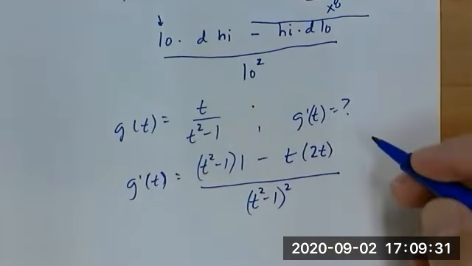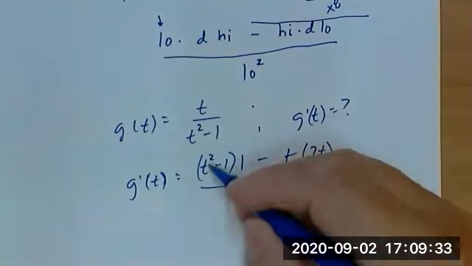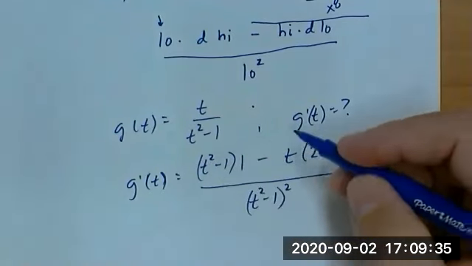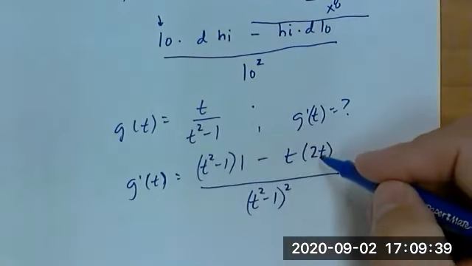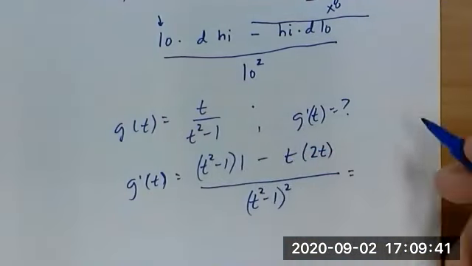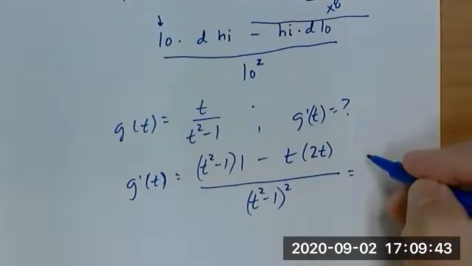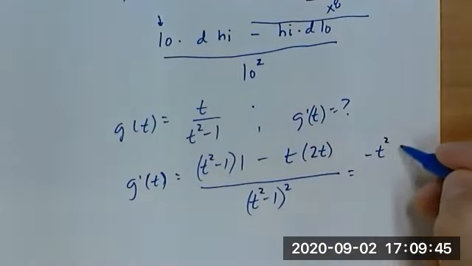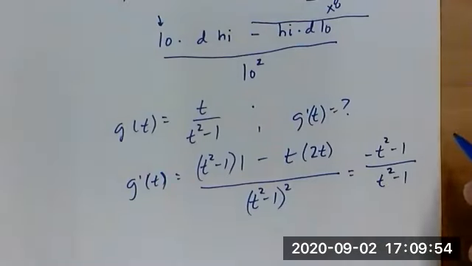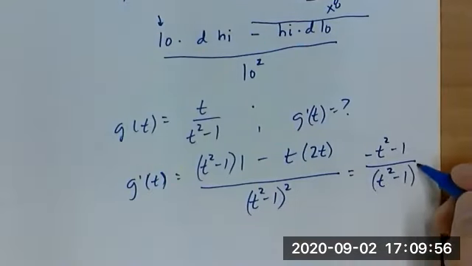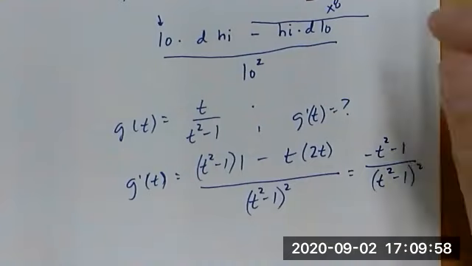Because I can probably simplify the numerator. It's just t squared minus 1, hopefully you see, t squared minus 1 minus 2t squared. So you end up with really negative t squared minus 1 over t squared minus 1 squared.